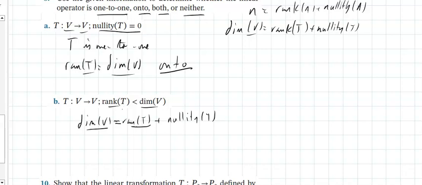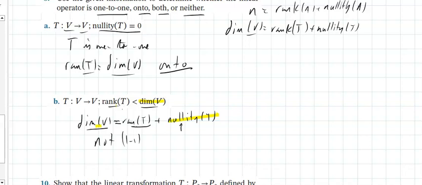Just let me think about that for a minute. Okay, I got it. If the dimension of V is greater than the rank, that means the nullity is not 0. And if the nullity is not 0, that means the vectors are not linearly independent. Therefore, it's not 1 to 1. That makes sense.